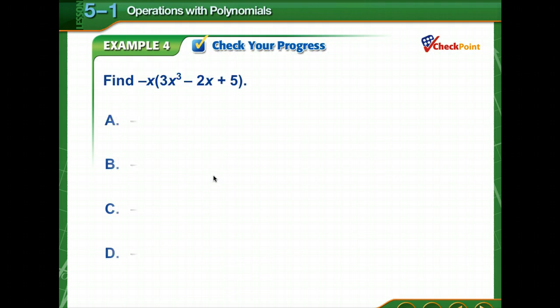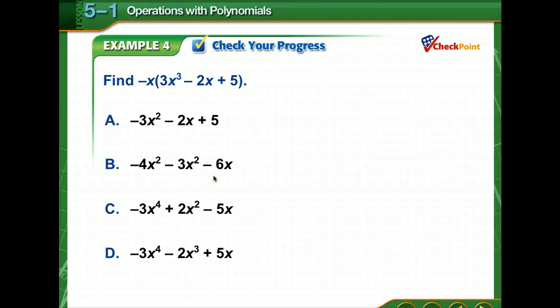Okay, time for you to check your progress. So pause and come back and check your answer. Very good. Negative 3x to the fourth plus 2x squared minus 5x. Awesome job.